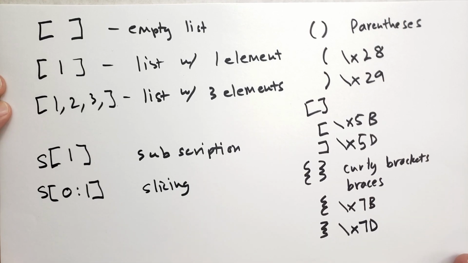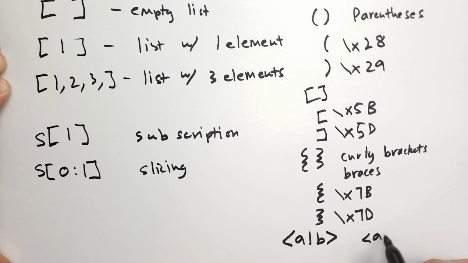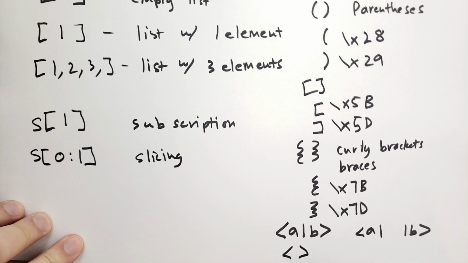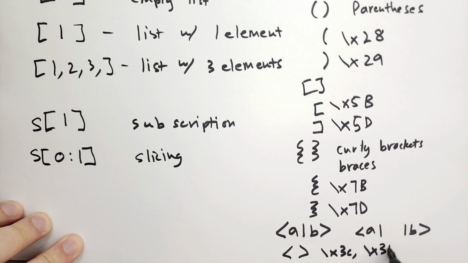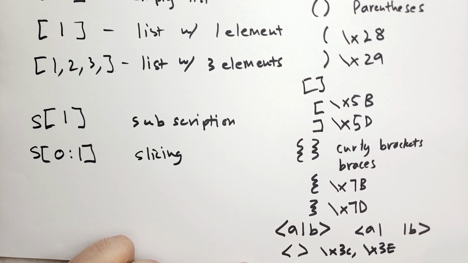Okay, and you might, of course, have seen in mathematics or physics something like this. This is called bracket. So this is called the bra, and this is called the ket, and it has to do with statistics. We also have angle brackets. These are just the greater than and less than symbols, and so that would be code 3c and code 3e. And we call these angle brackets, but really it's just less than and greater than signs. And there are Unicode code points that are proper angle brackets, but we don't use these in programming.